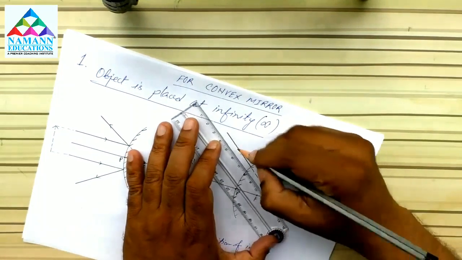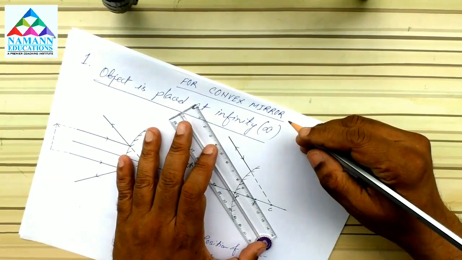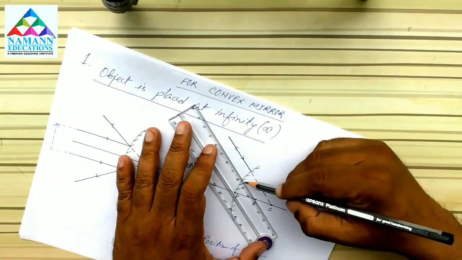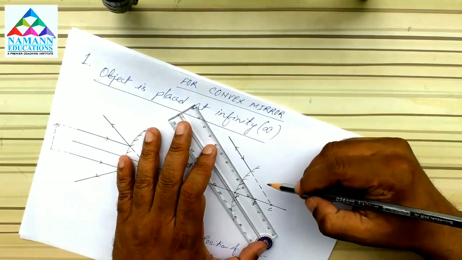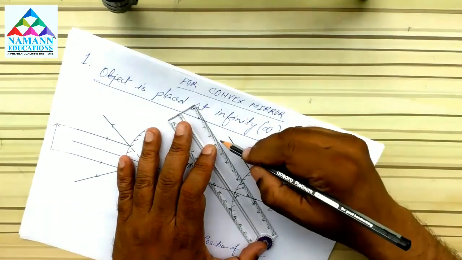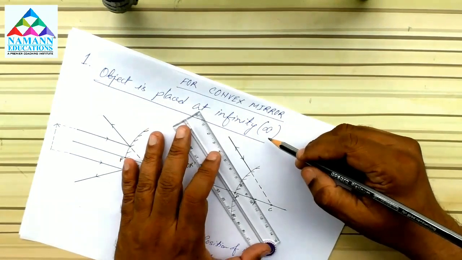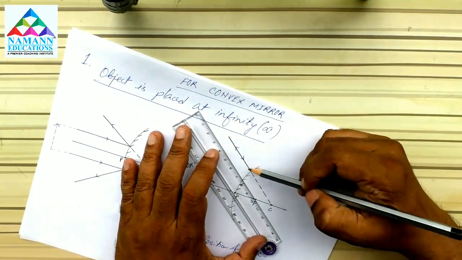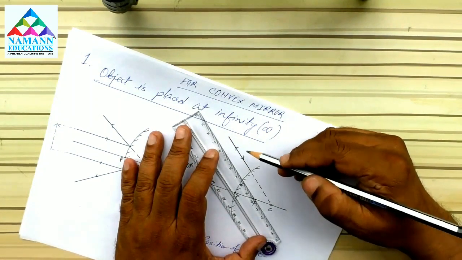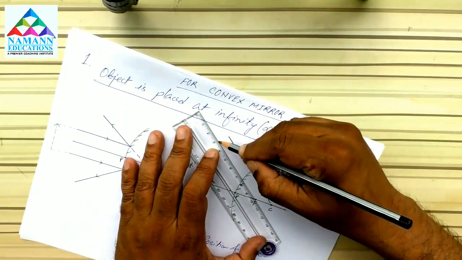Another light ray I am considering, which is parallel to the principal axis. I'm considering another light ray which is parallel to the previous incident ray, and which appears to converge at focus. This light ray appears to converge at focus.